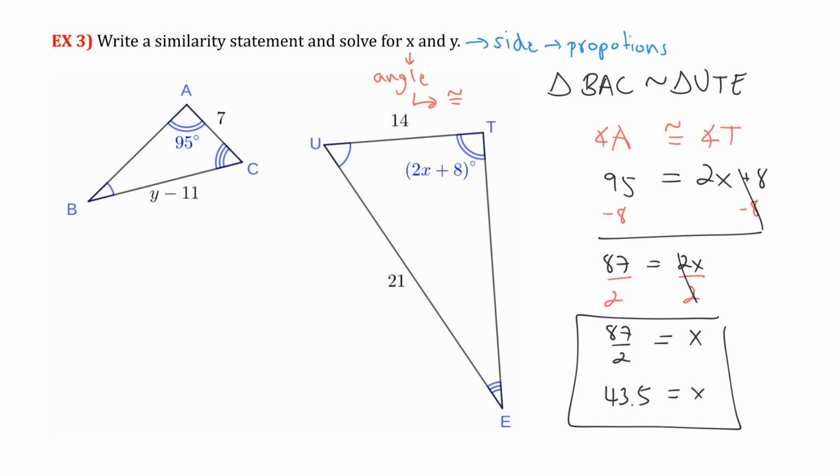All right, so taking a look here, the side that contains y is side BC, and side BC is going to correspond to side UE. And then from here, we can go ahead and pick any of the other two sides, but notice how side AB doesn't have a measure. So it's probably best not to use side AB and instead use side AC, which does have a measurement. So side AC is going to correspond with side UE.